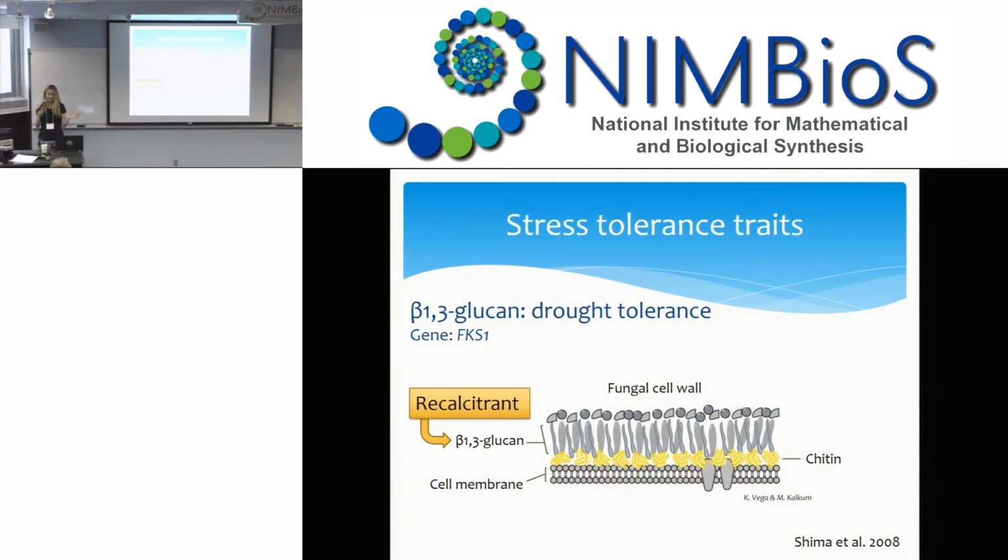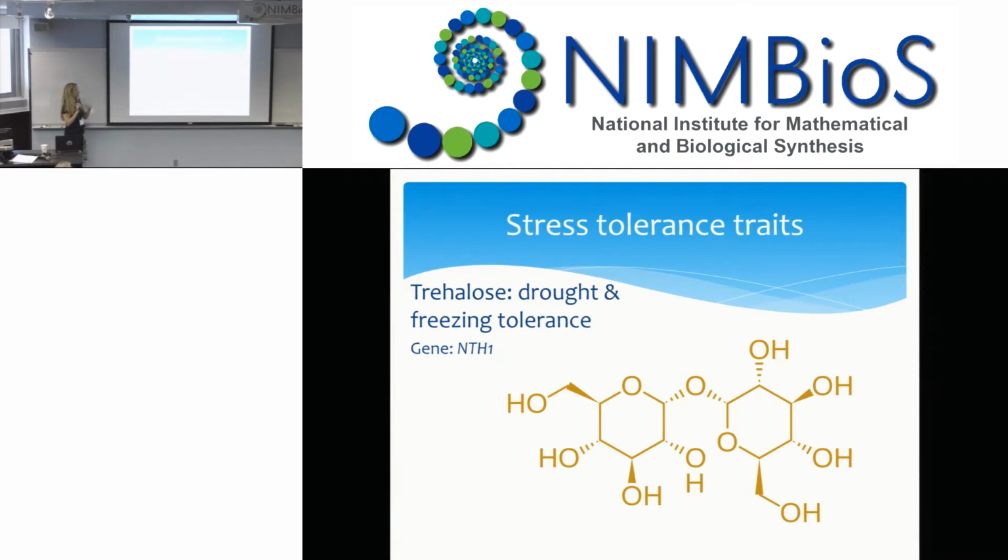So I like this because it's basically a dual trait, like Elena was talking about earlier. It can influence how the fungus responds to, say, drought. It helps them tolerate drought, but it can also contribute to the production of recalcitrant carbon compounds. So if a fungus has this, we have an idea of what sort of feedback it could cause. All right, so what's another stress-tolerant trait?